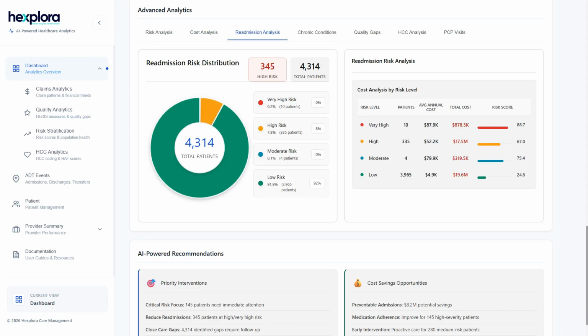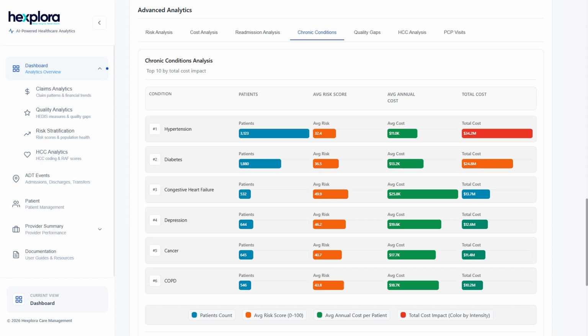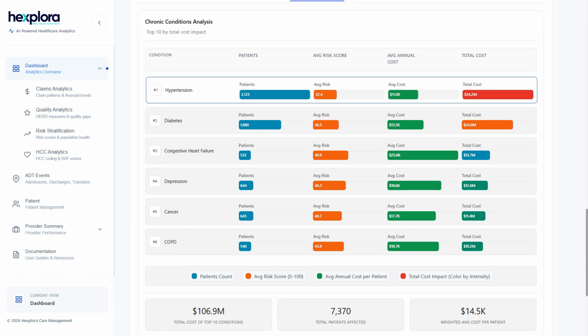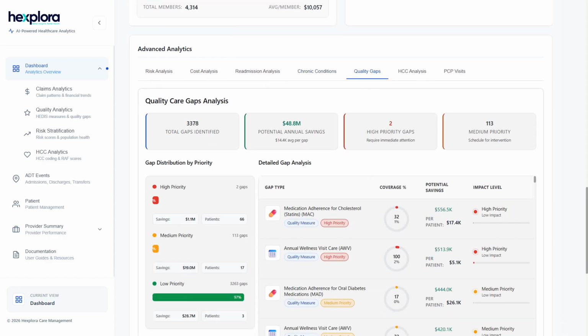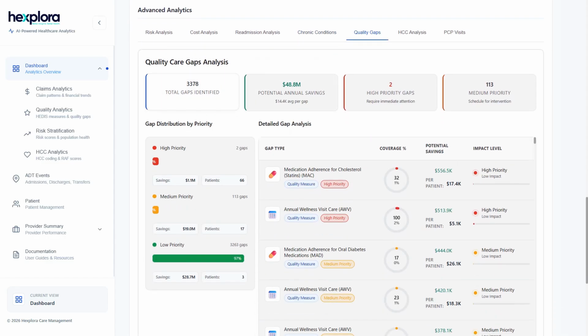In readmission analysis, we highlight readmission risk by category, including the average annual cost and risk score associated with each category. In the chronic conditions section, we display the number of patients by chronic condition, along with their associated cost and risk levels. The quality gaps section shows the distribution of patients by priority, the coverage percentage for each quality measure, and the potential savings the organization could achieve by focusing on these measures.